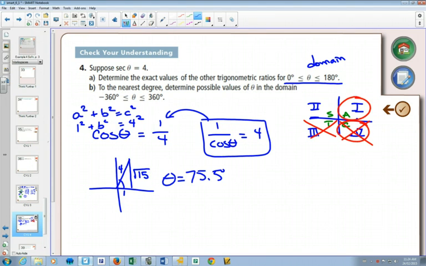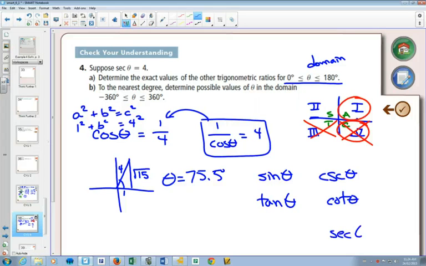So now to determine the exact values of the other trig ratios, well, we know cos already, so we have to find sine, tan, cosecant, cotangent, and of course we can find secant. So the ratio for sine, opposite over hypotenuse, will be root 15 over 4. For tan, opposite over adjacent will be root 15. Again, this angle here is your reference angle, and that's the angle that you use to figure out sine, cos, and tan.